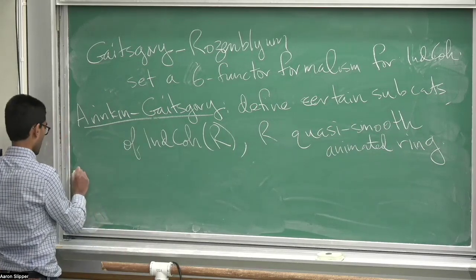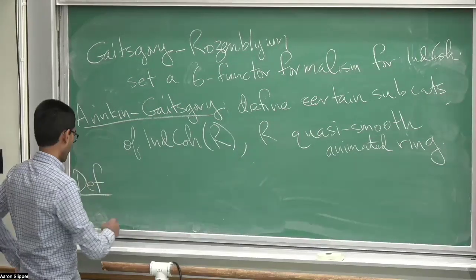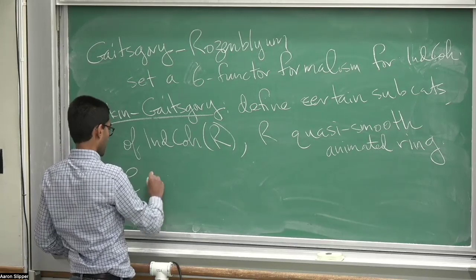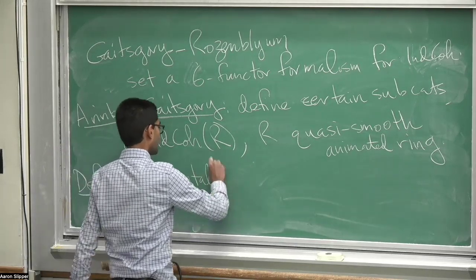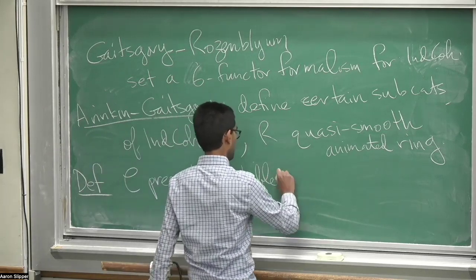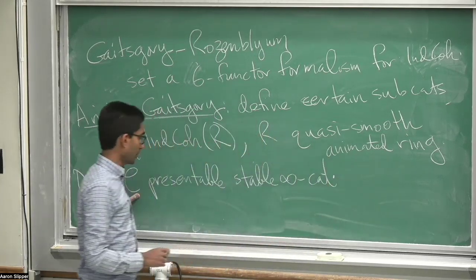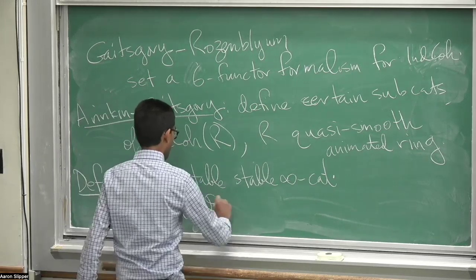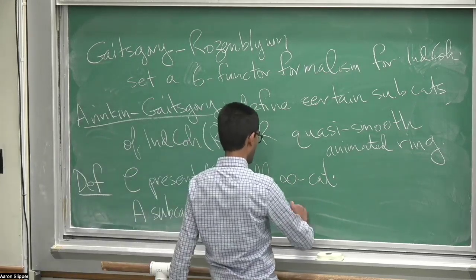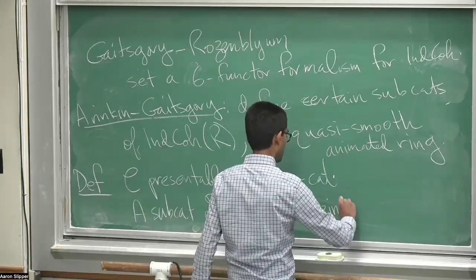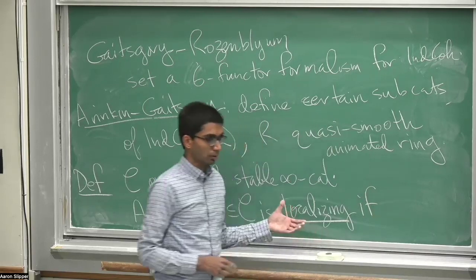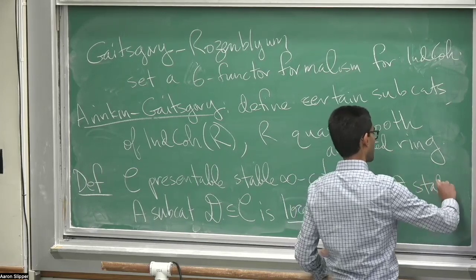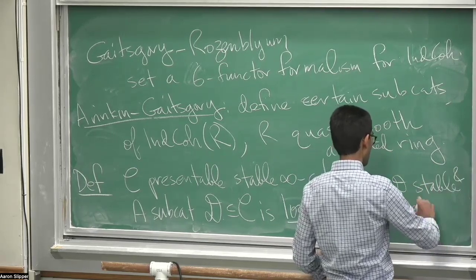Let me start by recalling the definition. If C is, let's say, a presentable stable infinity category, then a subcategory E sitting inside of C is called localizing if it's stable and closed under colimits.